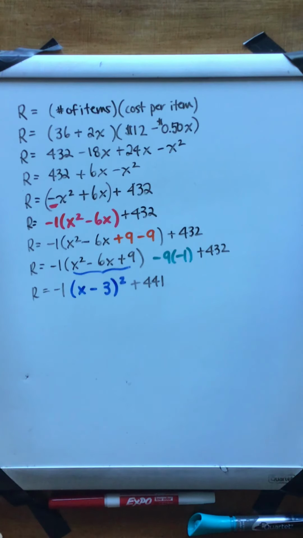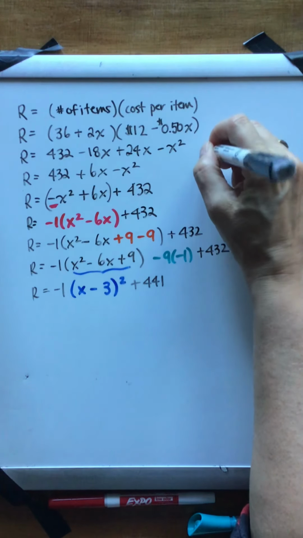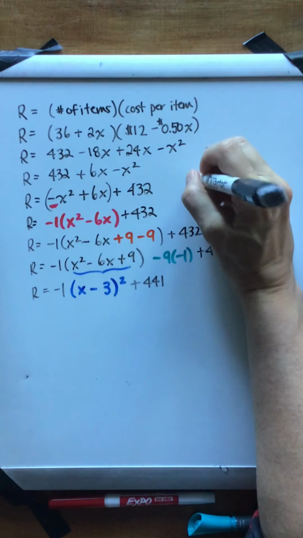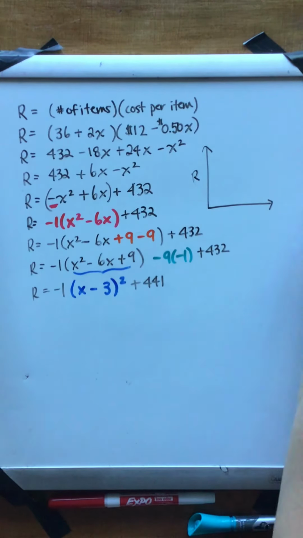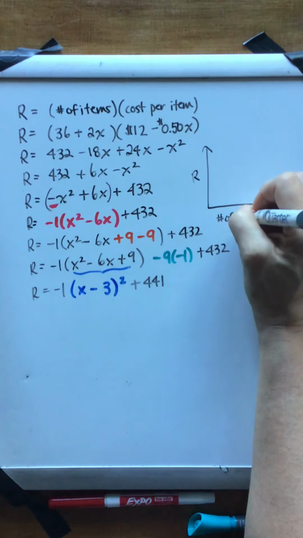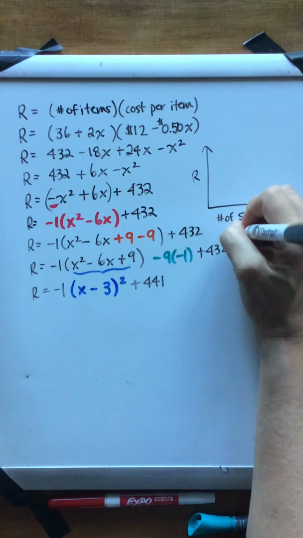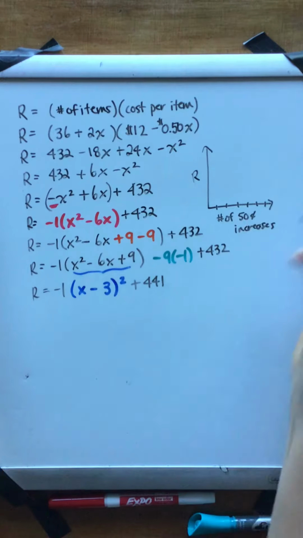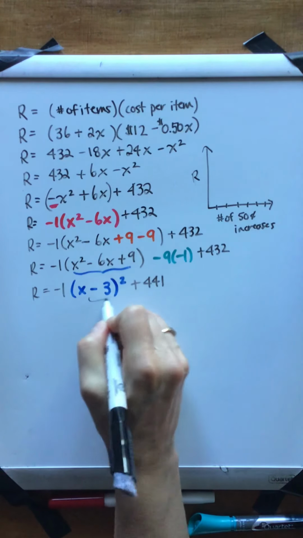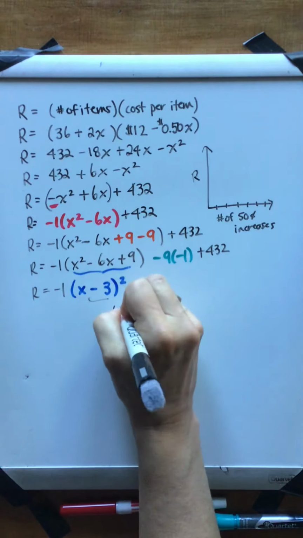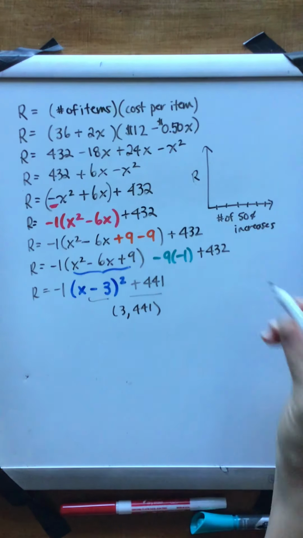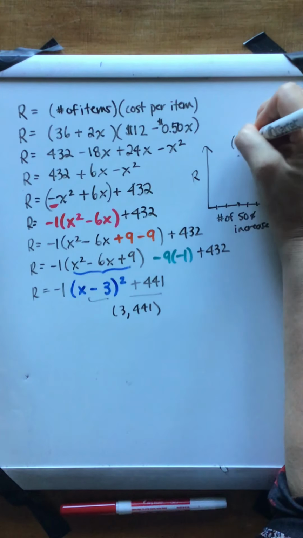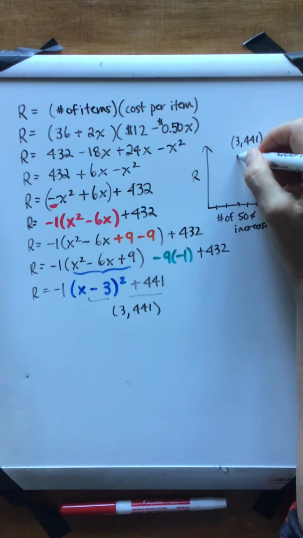Okay. So to put this into context, we have the way that this equation is written, r is like equal to y, so revenue is on this axis. And down here we have the number of 50-cent increases. Okay, and that'll be 1, 2, 3, 4, and so on. And so from here, we can read that the vertex would be 3, 441. So 3 would be here, and up here, 441 would be the maximum daily revenue that I can make.